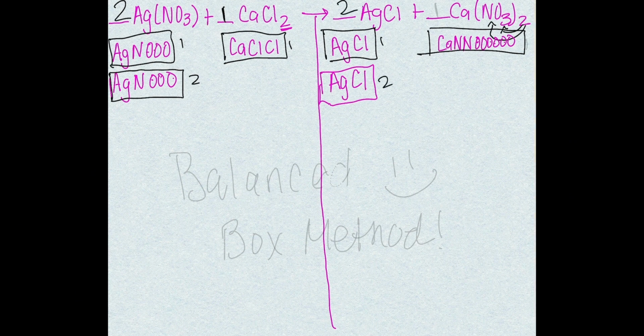And then for CaNO3 twice, I have 1 box, so my coefficient is going to be 1. And now we are balanced. And we're done. And that is the box method.